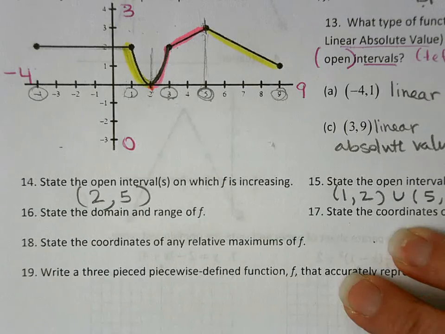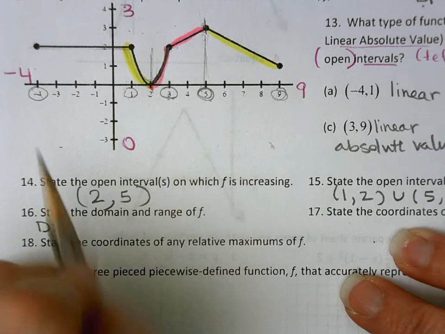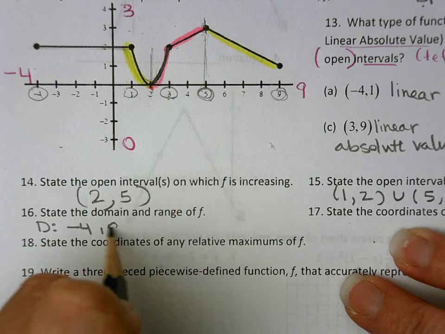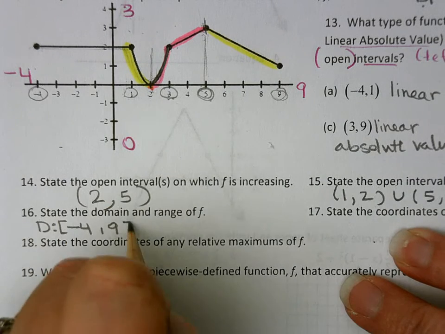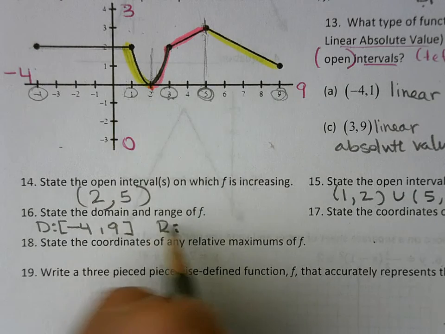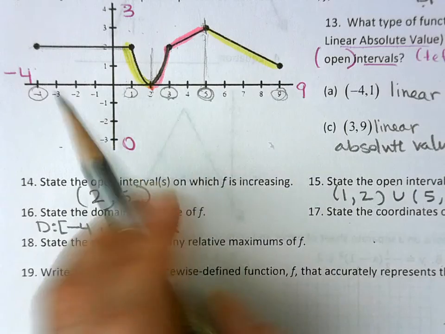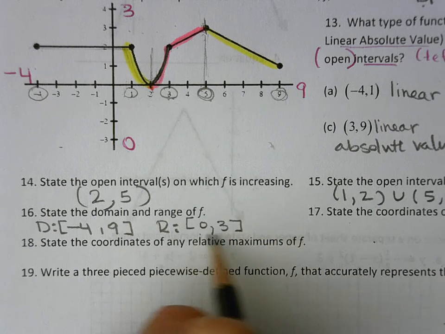Then for my domain, I do left, comma, right. They are both closed dots, so I'm going to use brackets on those. And then for range, my range is bottom, comma, top, so the bottom is 0, and then the top is 3, so bottom, comma, top.